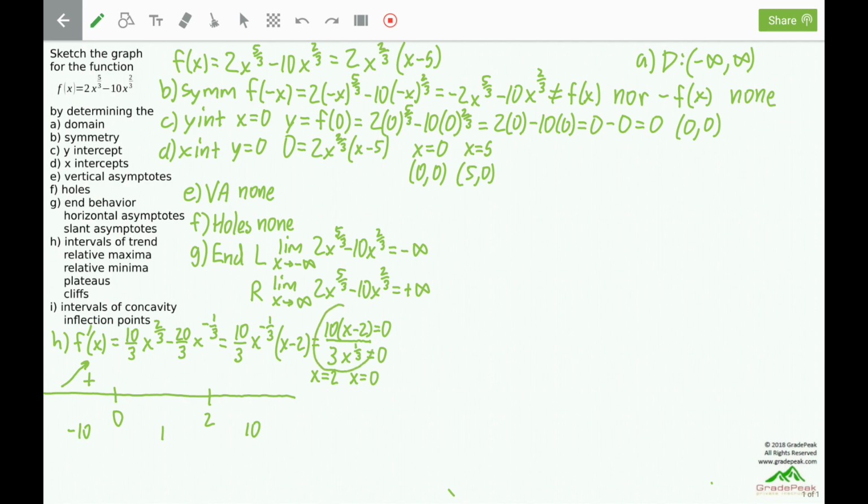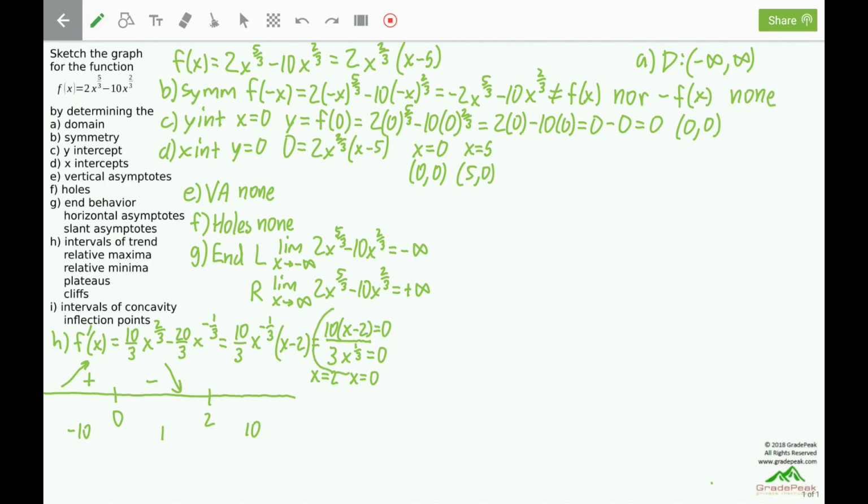Plugging the 1 in to the fully factored version of the first derivative, 1 minus 2 is negative, times 10 is negative, over 1 to the 1/3, cube root of 1 is positive, times the 3 is positive. We have a negative over a positive, which is a negative first derivative, and this corresponds to a decreasing trend.